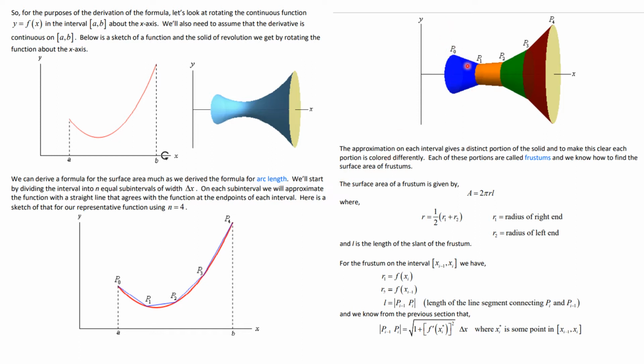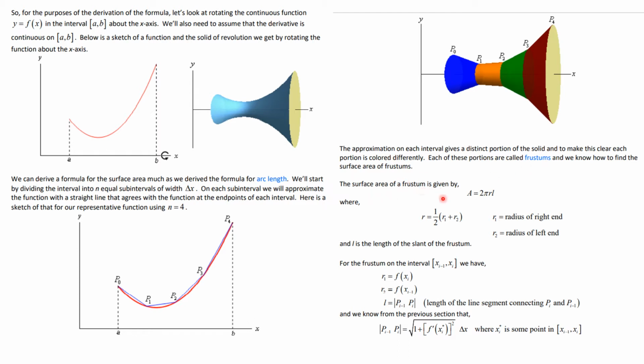But now if you think, what does that mean whenever you revolve things around? You see you get these different colored things, so there's blue, orange, green, and I guess I'm going to call that purple. But if you think about those, they are circular conical frustums, and so we're going to be using our formula for those. So the approximation on each interval gives a distinct portion of the solid, and to make it clear, we've colored them differently, but these are frustums, and we know about the surface area of the frustum.